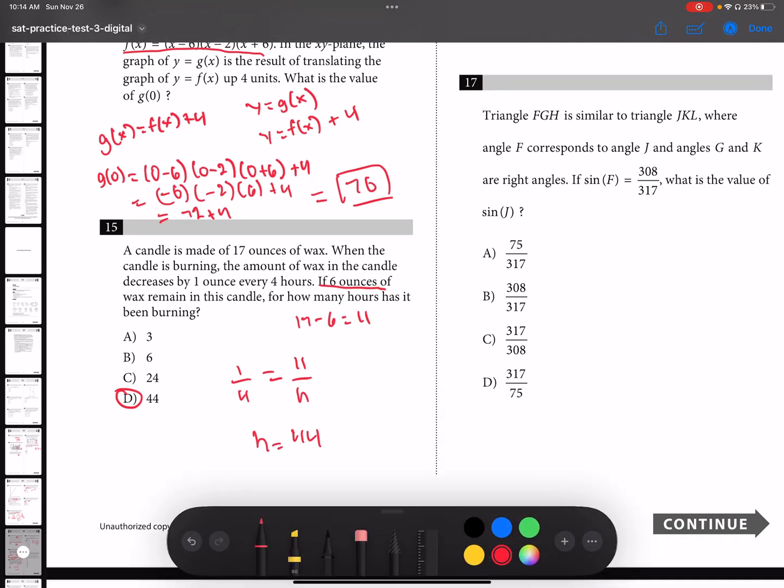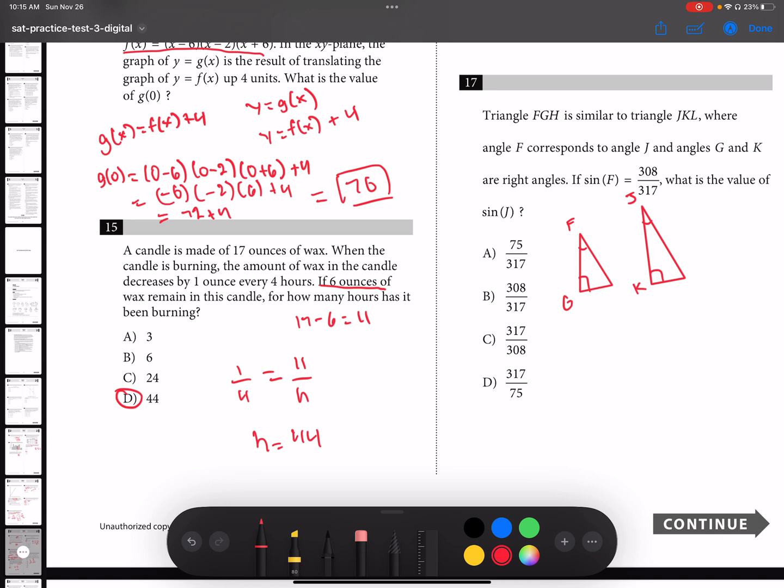Okay, 17. Triangle FGH is similar to triangle JKL, where F corresponds to angle J and G and K are right angles. Okay, so it's a right triangle. So we have right triangles, and angles G and K are right angles. And then we also know that F corresponds to J. F and J.